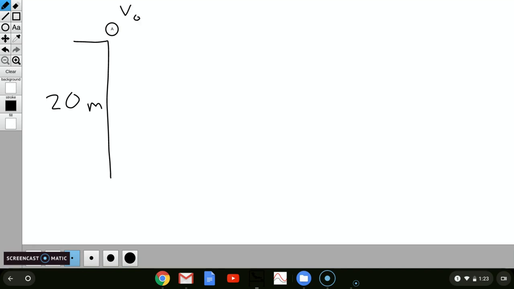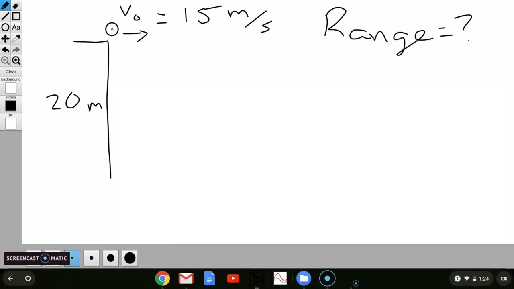Again, perfectly horizontally. All right. And the initial velocity will be, let's make it nice and simple, let's say it's 15 meters per second. All right. And what we want to do is find the range of this ball. Or in other words, what is the delta x?